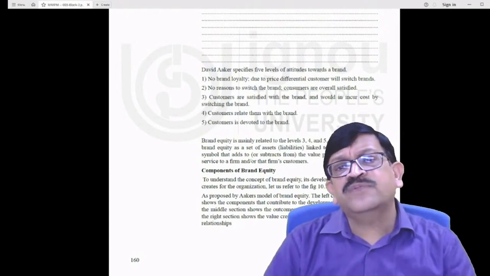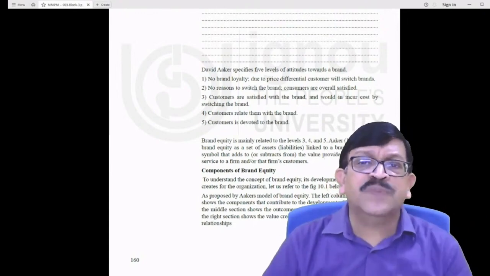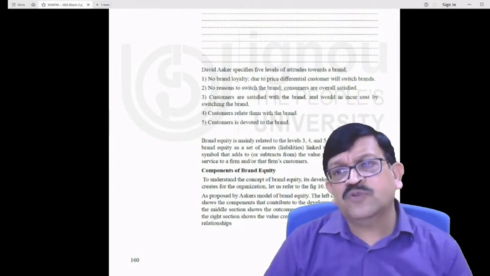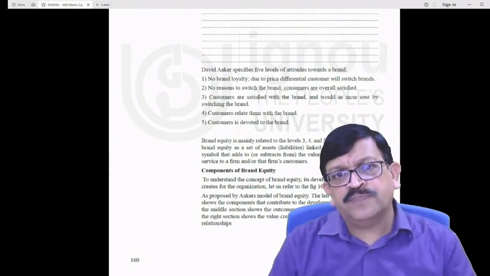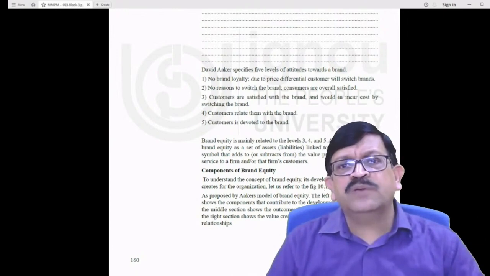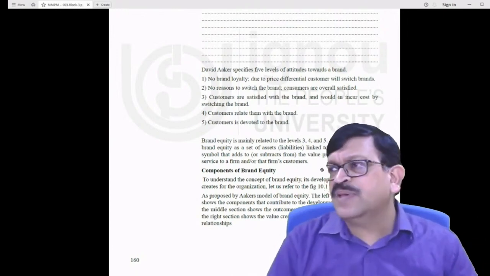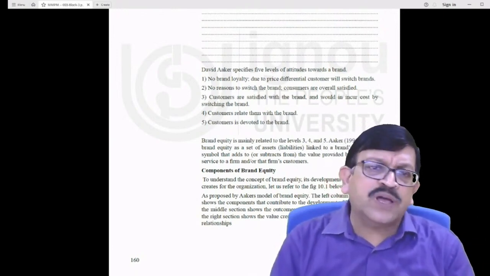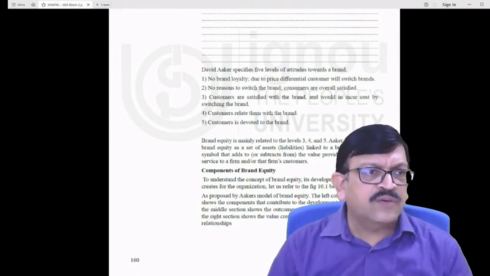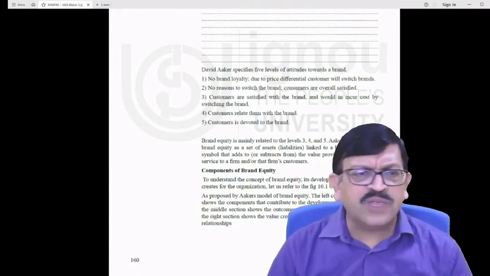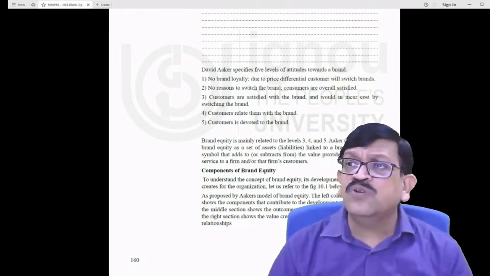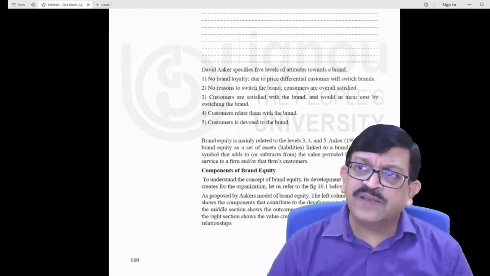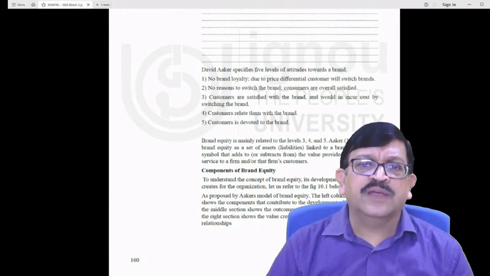If you see, there are different levels of attitude that consumers may have towards a brand. On one end of this scale, there would be no brand loyalty. These are the people who, due to price differential, may get into a switching activity, which leads to brand switching. They will not consider anything beyond, okay, a brand is a brand. They will not be able to differentiate the differential aspects that the brands are bringing in.